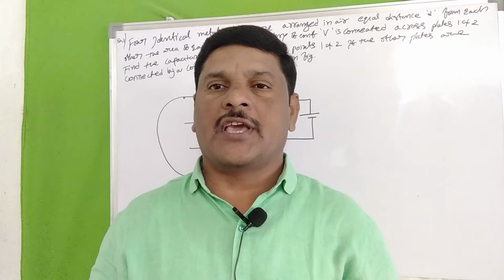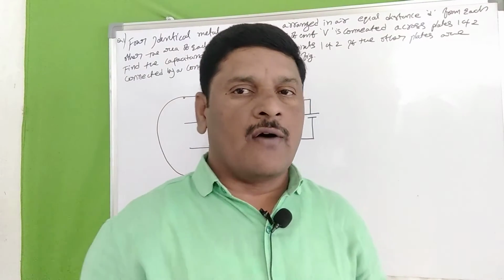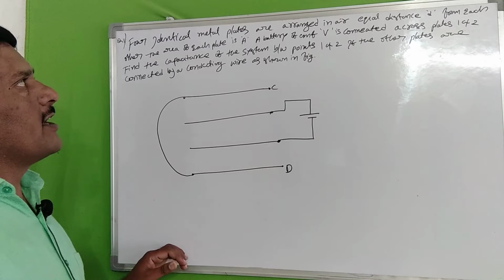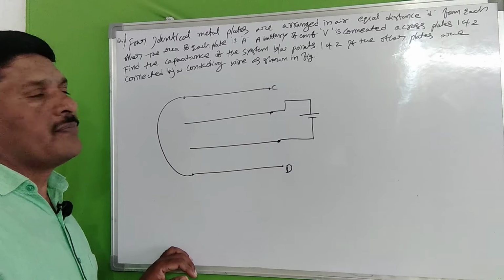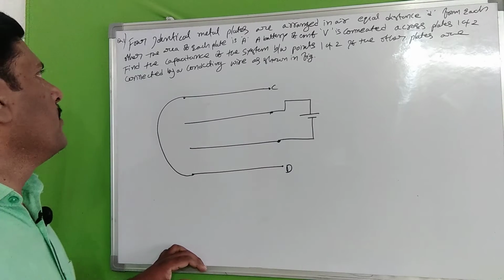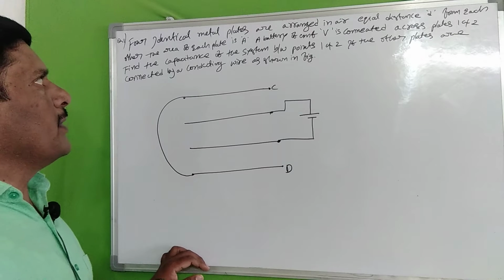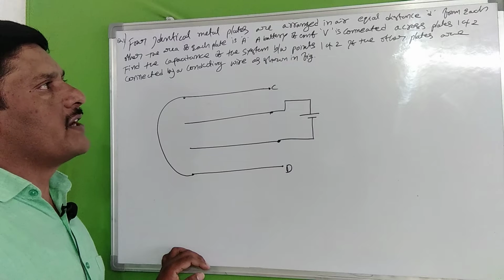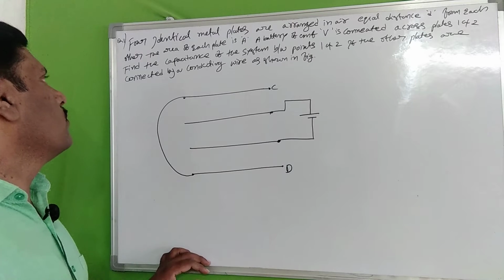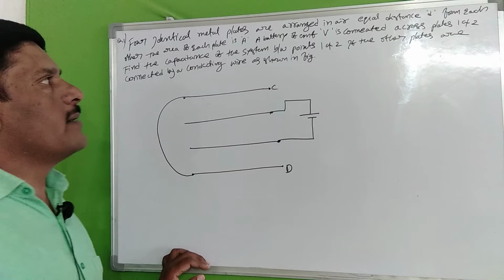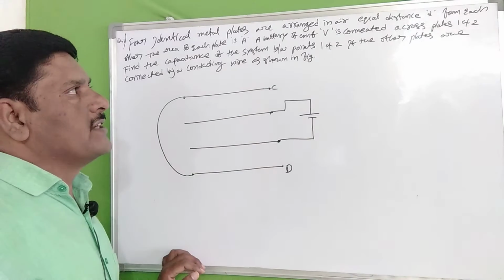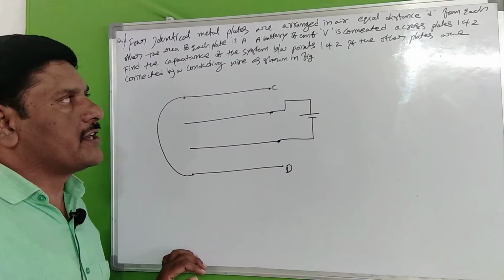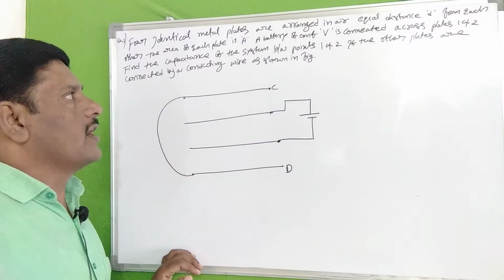Now we discuss capacitors. Our first question: four identical metal plates are arranged in air at equal distance d from each other. The area of each plate is A. A battery of EMF V is connected across plates 1 and 2. Find the capacitance of the system between points 1 and 2 if the other plates are connected by a conducting wire as shown in the figure.